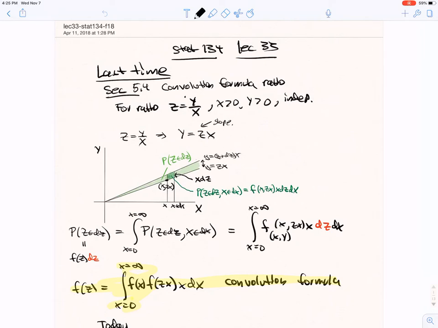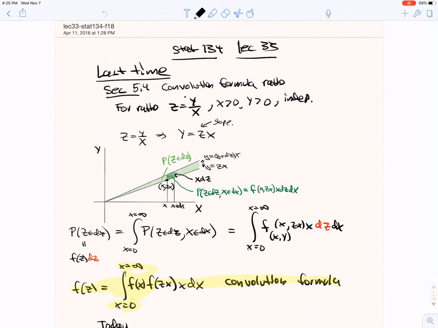Last time we finished section 5.4, including the convolution formula for the ratio. Let's review that. For a ratio, Z is Y over X, where X and Y are positive independent. We can write Y equals ZX, so we're interpreting Z as the slope of the line Y equals ZX. And the probability that Z is in dz is a little wedge shown in the light green here.